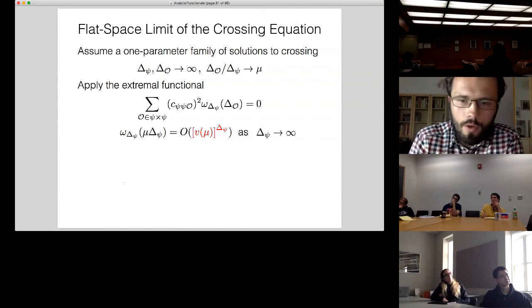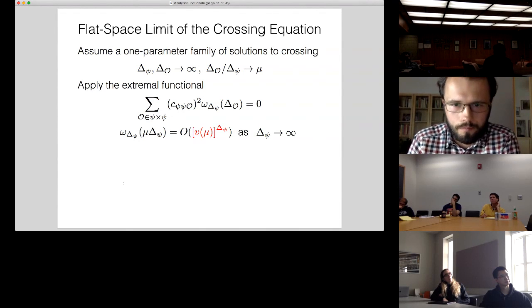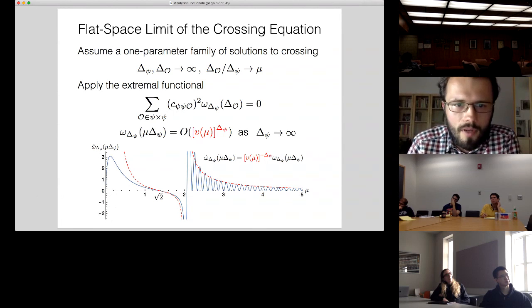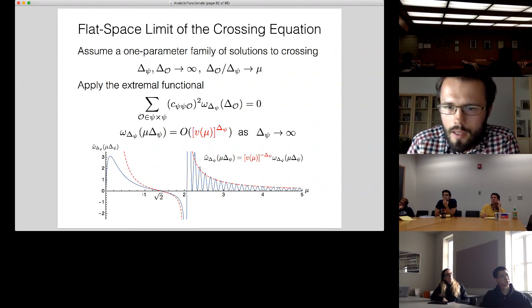exactly in the same way as we know the OPE coefficient should be exponentially suppressed. So let me show a picture of the extremal functional. So we know it's exponentially enhanced. So if I'm just going to plot what is left after we cancel the exponential enhancement, we find the following structure. So there is basically no oscillation in the region corresponding to the bound states.